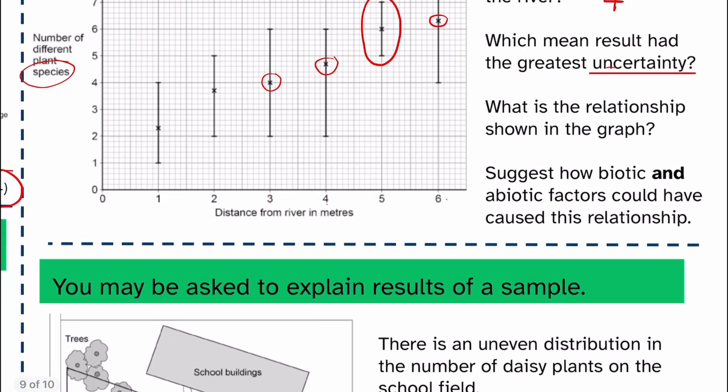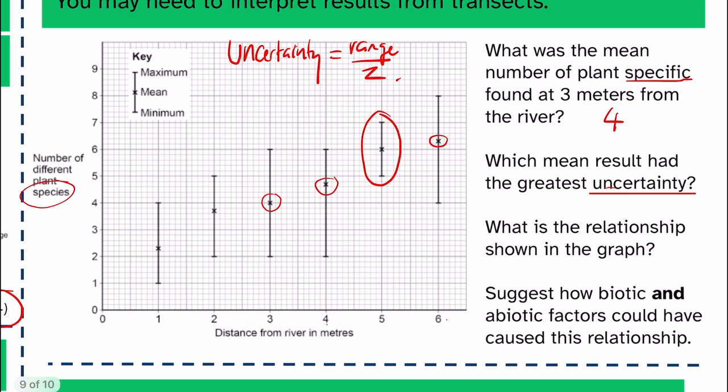What is the relationship shown in the graph? So in order to do that one, it's just really common that what we need to do is draw a line of best fit through the means, and we can see that as the distance from the river increases, the number of plant species increases too. It isn't a line going through the origin, so we can't say it's directly proportional.